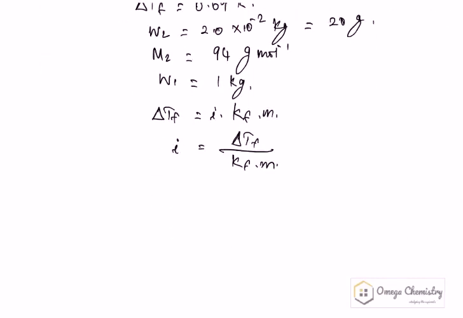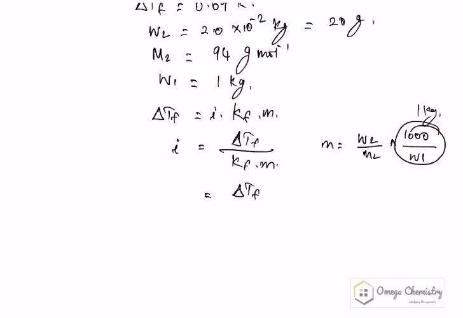Upon rearrangement, i is equal to delta Tf by Kf into molality. Now molality is nothing but W2 by M2 into 1000 by W1, right? Now this value is nothing but 1 kg, it is given, so I need to put W2 by M2 only. So I can rearrange the formula like delta Tf by Kf into W2 by M2, right?